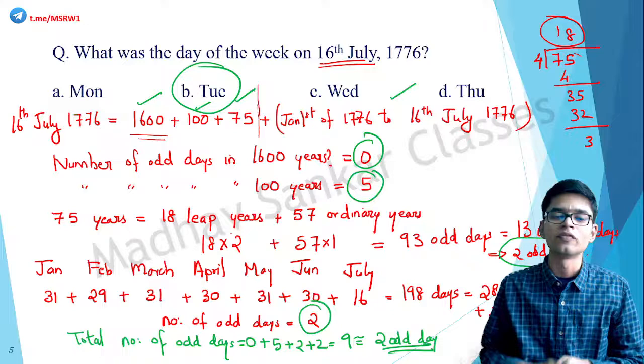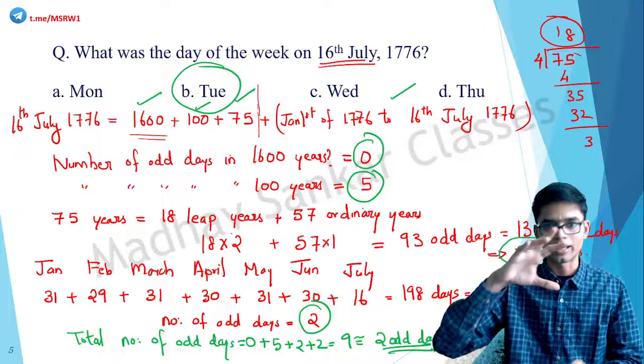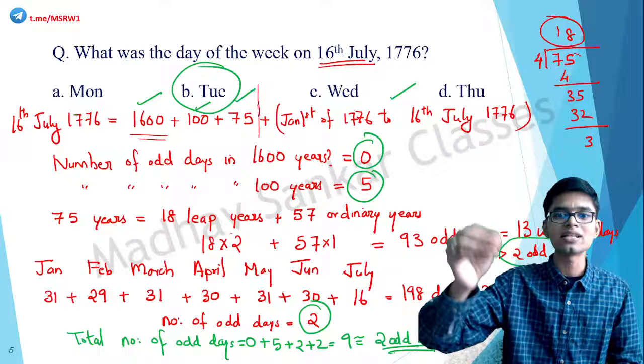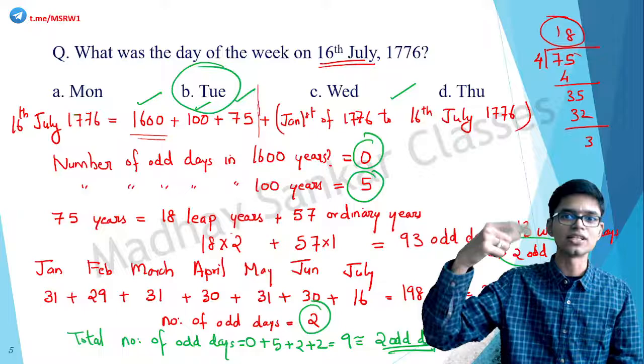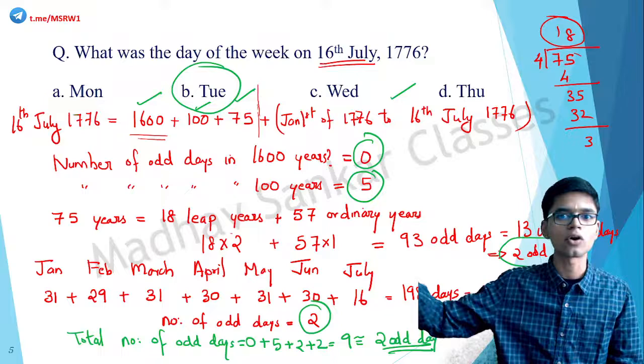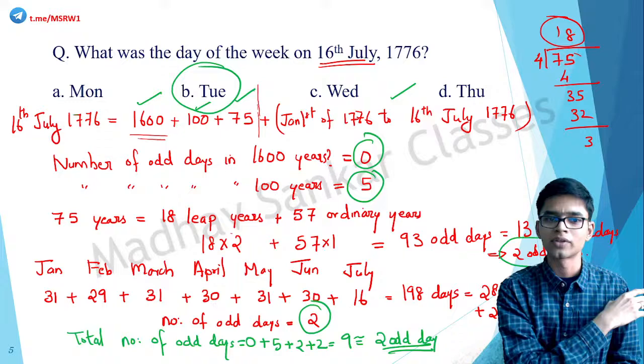First of all, when you get a date, try to take out the maximum amount of years in which the odd days are 0. Here in this case, it is 1776. So we can take 1600 years out because the number of odd days is 0. For every 4th century, the number of odd days becomes 0: 400, 800, 1200, 1600, 2000, for all these years. So up to 1600, the number of odd days is 0, gone. Then what is remaining? 176 years and some days.